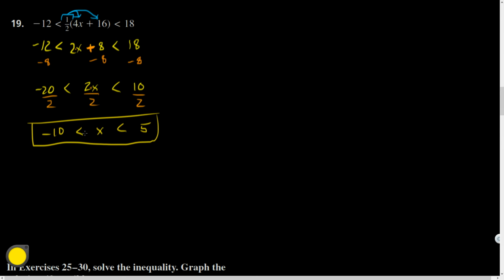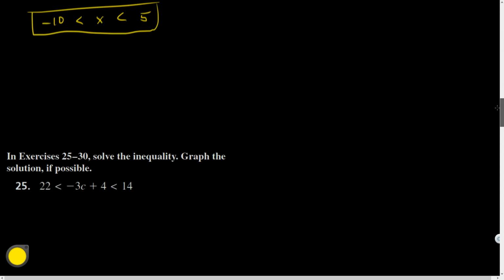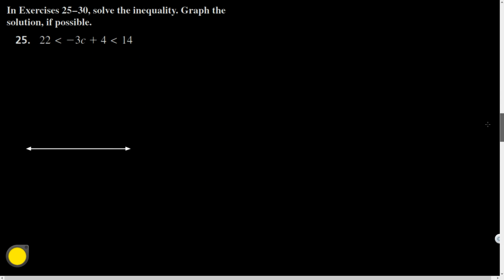So, is this going to be shaded towards or away? It's an and problem. X is in the middle, so the shading would be in the middle. I'm not going to graph that one for sake of time. All right. Last problem. I want to get C by itself.